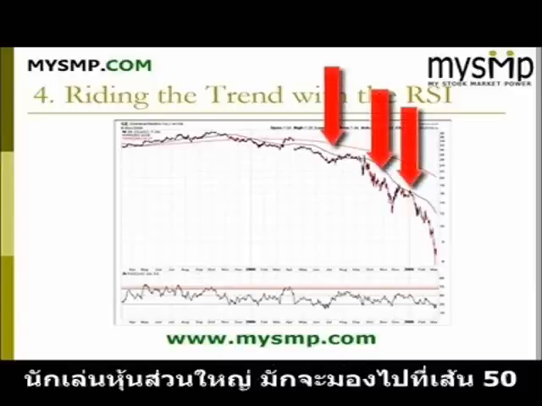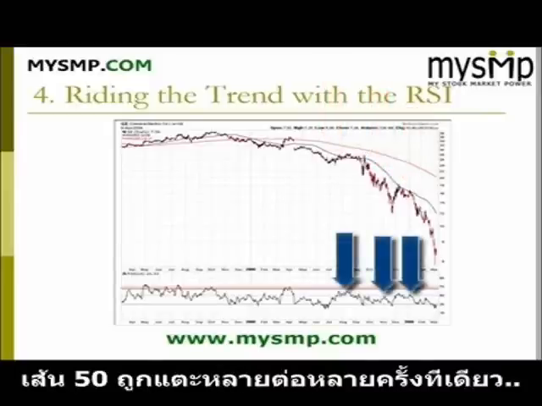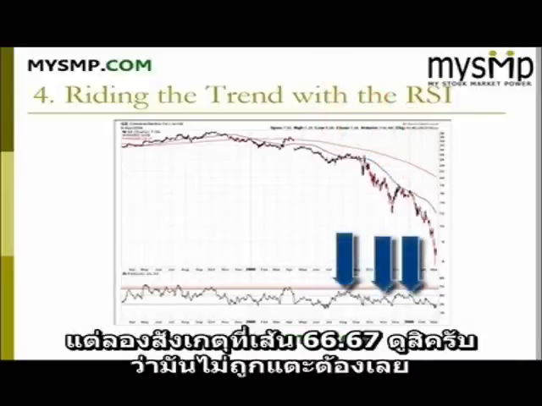So many traders focus on the 50 line. However, as you can see in the GE chart, the 50 line was violated on numerous occasions, but notice how 66.67 held its ground.